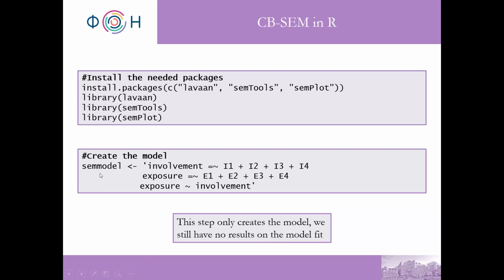So let's call this a SEM model, and within each line we are writing the equation for each latent variable. So involvement is going to be made from variables I1 to I4. Exposure will be made from variables E1 to E4. And we want to see how involvement impacts our exposure. So with this, we are just creating a SEM model. So far, we have no results on the model fit, and our coefficients.